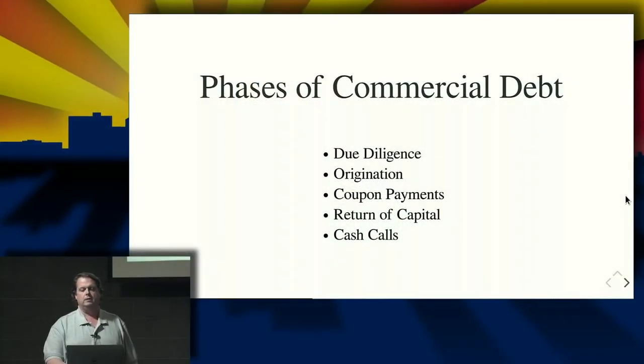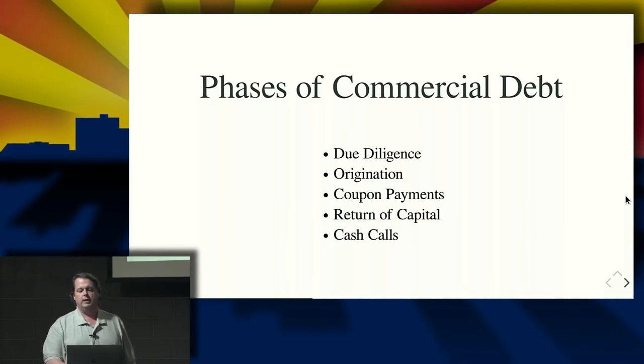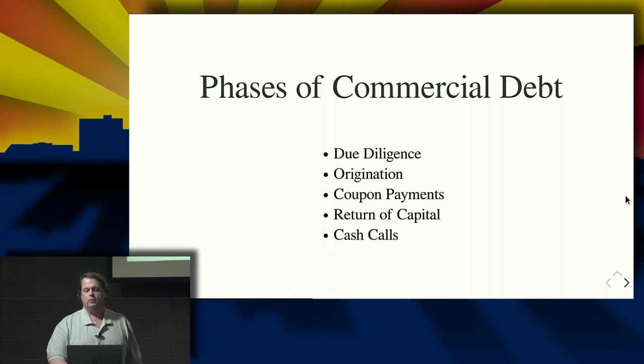Then there's the phases of the commercial debt offering. So if you're going to be offering debt or you're going to be buying debt, first you do due diligence. If you're offering or issuing debt, you do origination. You make coupon payments, you return capital at the end of the term, and if you're lucky, you don't have to do any cash calls, which means a cash call happens when you made a mistake or life intervened, and those who have an investment in your debt want to maintain their position, and in order to do that, they have to give you more money. So when things go south and the people want to maintain the relationship with your financial instrument, you can make a cash call. Real estate people in the valley here will understand that concept all too well.